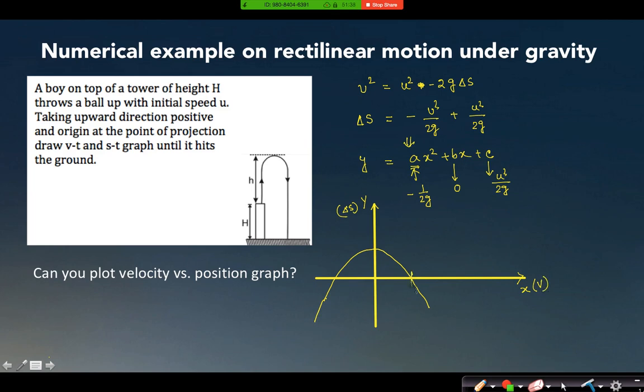Can you tell me what is this value? Look, delta s is 0 at this point. Delta s is 0 means you are at the starting point. Starting point velocity is plus u. Can you tell me what is the velocity at this point? Minus u. Yes. Can you tell me what is this point?